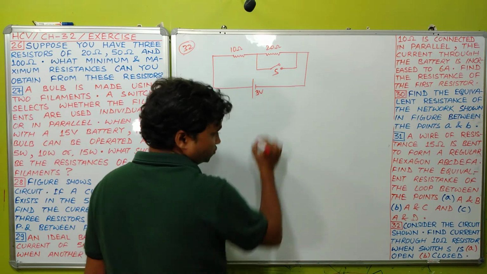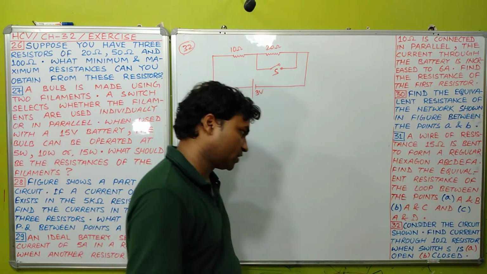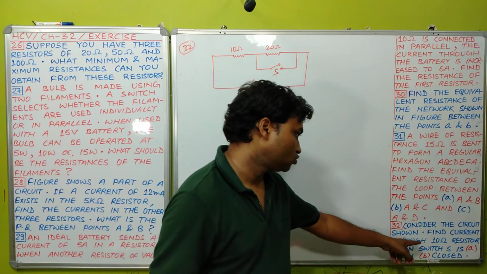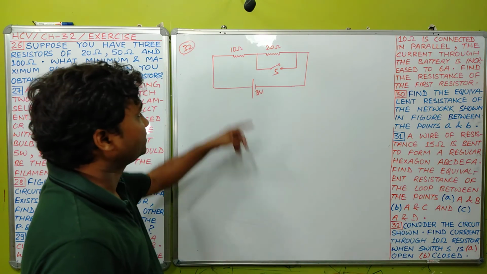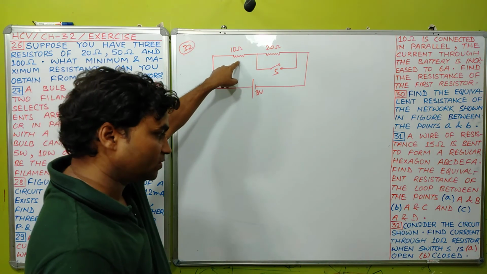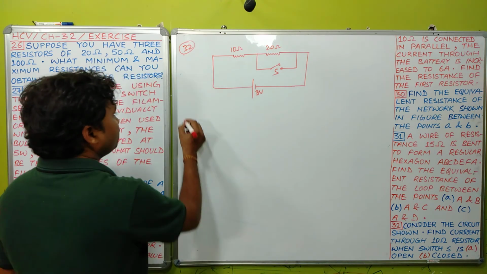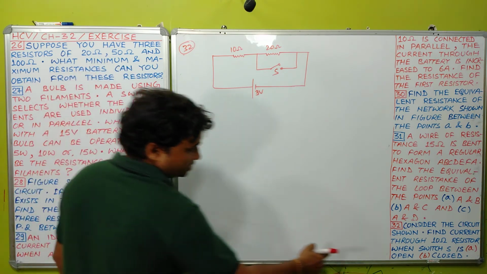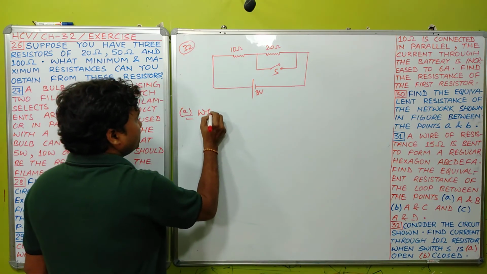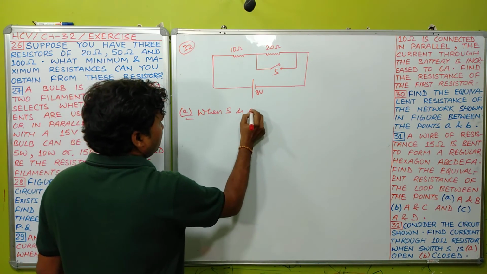The question is written here. You can see. Consider the circuit shown. Now this is the circuit. Find current through the 10 ohm resistor. We have to find the current flowing through this 10 ohm resistor when switch S is A, open, and B, closed. In two conditions: in the first condition, when switch S is open.